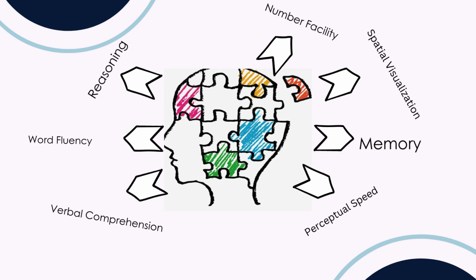Sixth, perceptual speed. This is the ability to quickly recognize similarities and differences among various objects or symbols. This can be used when identifying patterns, recognizing errors or small details rapidly. This can also be used when comparing sets of numbers, letters, or shapes to identify differences in a short time period.